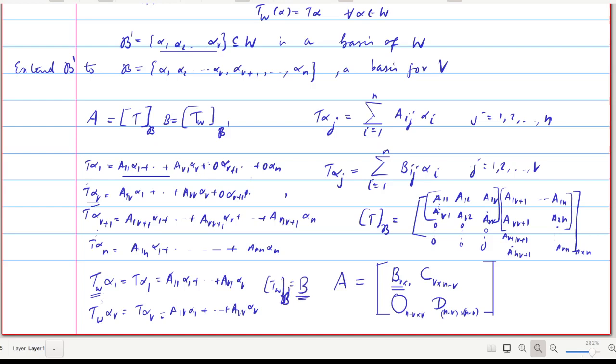The matrix P that we have written here shows that the matrix A, which is the matrix of T relative to the basis B, contains a block which gives the matrix of TW relative to the basis B prime. So this would enable us to consider the characteristic polynomials of these two things. First of all we need to find the characteristic polynomial of TW and T.